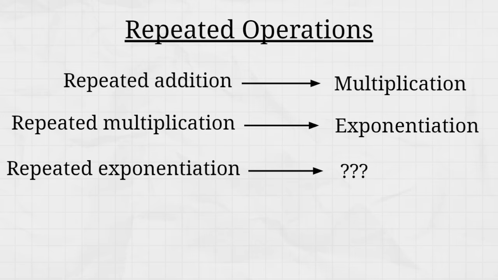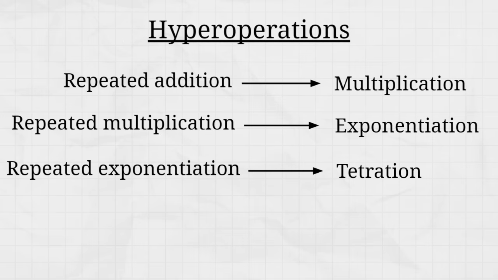Well, who would have guessed it? Mathematicians have already thought of this. They gave it the fancy name tetration, meaning the fourth repeated operation, addition being the first, multiplication the second, and exponentiation the third. And what do you know, they also gave a fancy name to this whole class of operations. They're known as hyperoperations. Now, let's dive into tetration and discover some of its properties for ourselves.